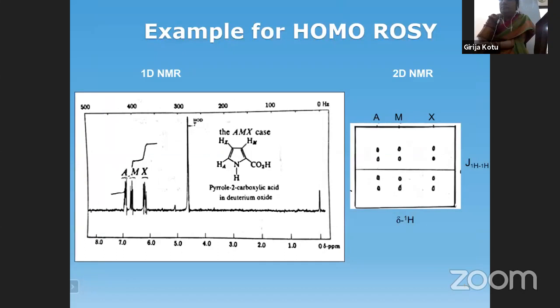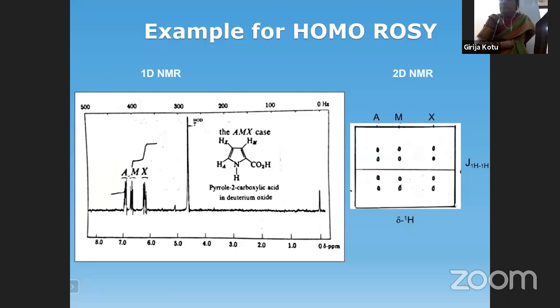Now I'll explain this more clearly with a specific example, pyrrole-2-carboxylic acid in deuterium oxide. Deuterium oxide means you are definitely not going to see the labile protons. What are the labile protons present in this molecule? NH and the CO2H protons. Hence they are not seen in the spectrum.